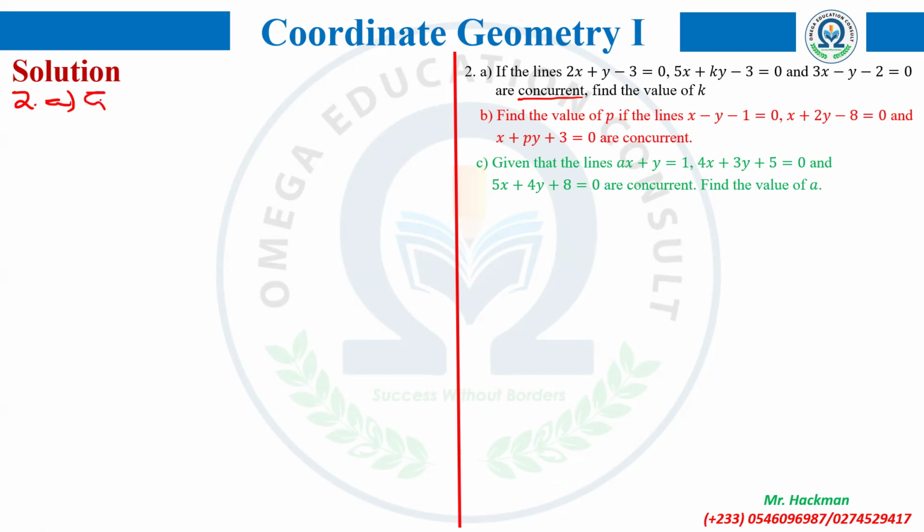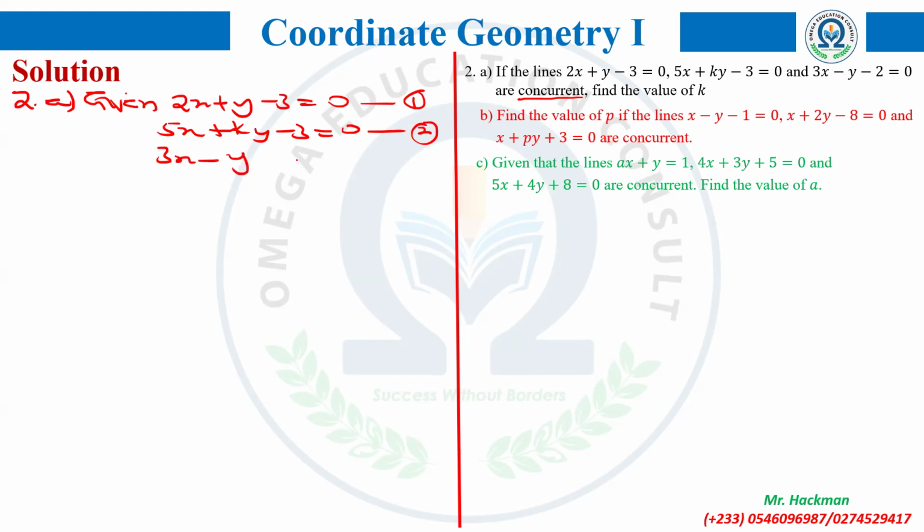So given, as usual, what do we have? 2x minus y minus 3 is equal to 0. I'll call this equation 1. Then 5x plus ky minus 3 is equal to 0. Sometimes the way you call me, I realize that there is something wrong somewhere, so I've corrected it. And 3x minus y minus 2 is equal to 0. This becomes equation 3.